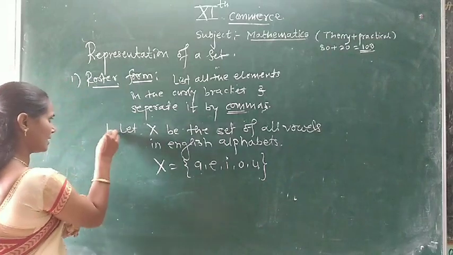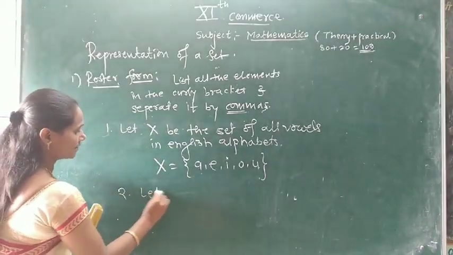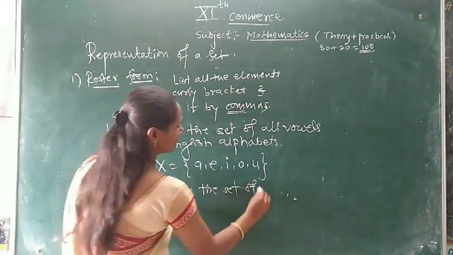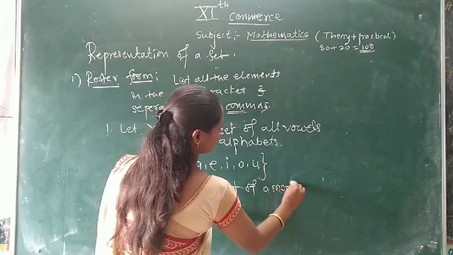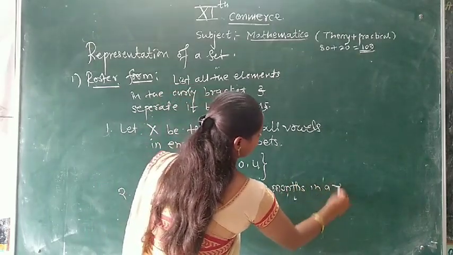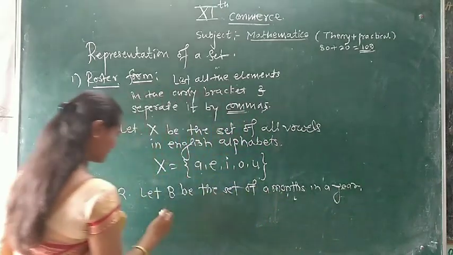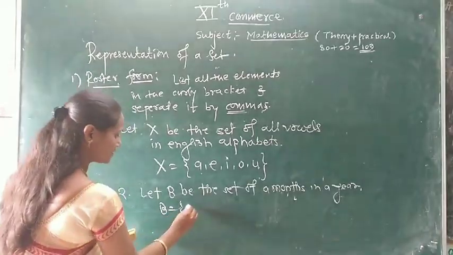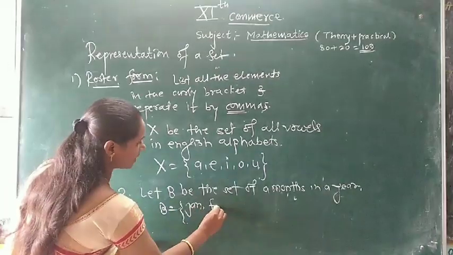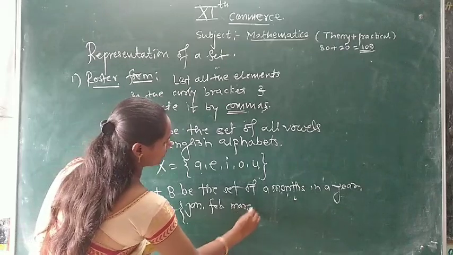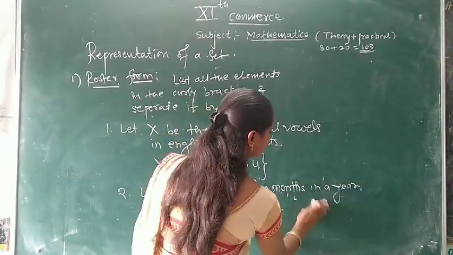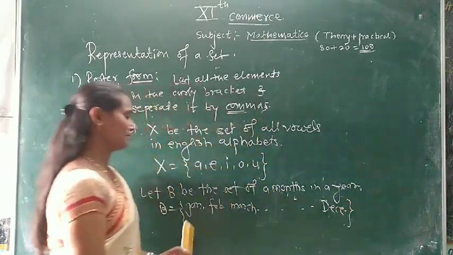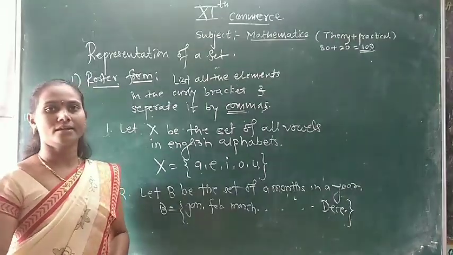Now I can take another example. Let B be the set of months in a year. I am writing B is equal to the months in a year, that is January, February, March and continue up to December. So this is the method to represent a set in roster form.